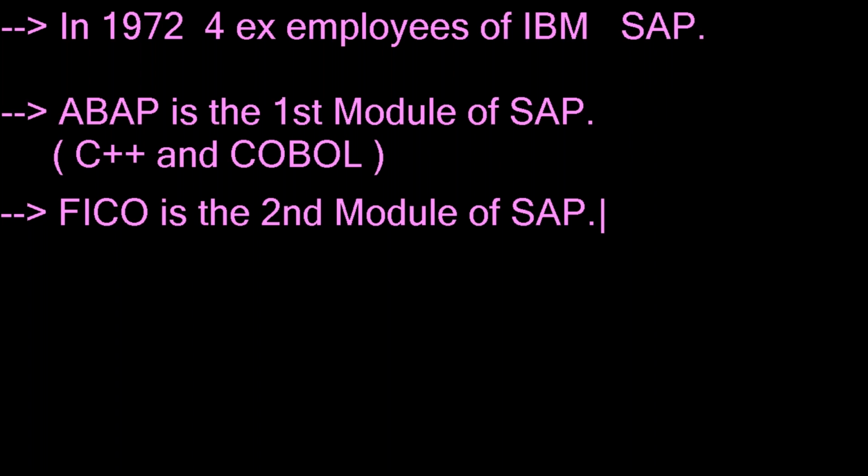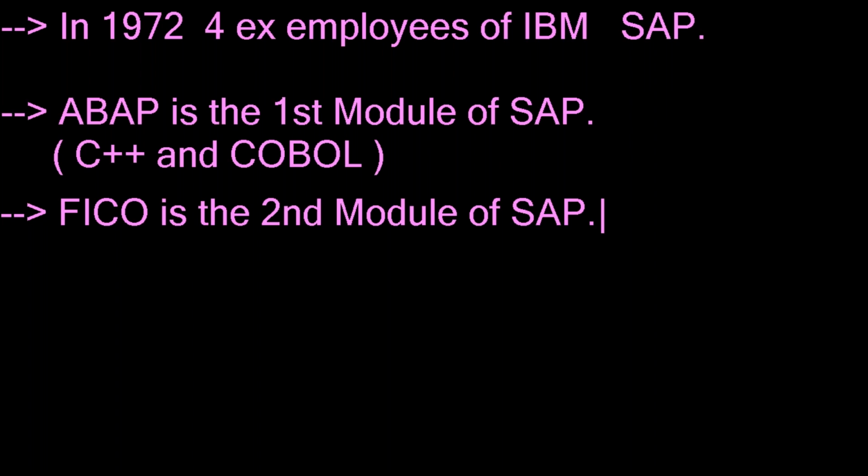If you take any organization, we have a lot of departments, like administration department, sales department, purchase department, production department, HR department. But SAP people concentrated on FICO as the second module. Why? Because in Germany, steel industries are very famous. German technology is very famous, first of all. The steel industry is very famous.